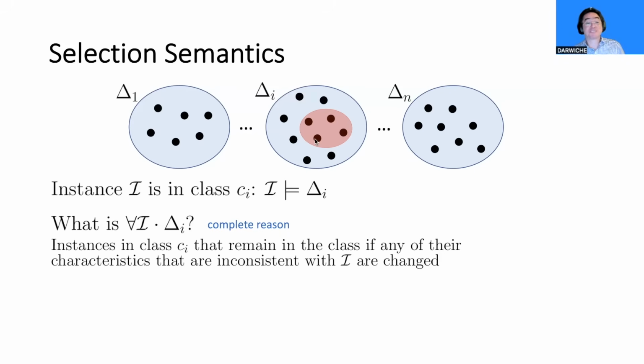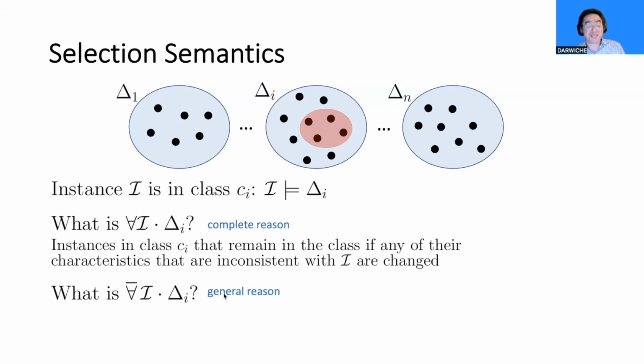Then the fact that this was selected means that for this guy, if I change X, Y, Z in any fashion, the result will remain in the class. So X, Y, Z are don't cares for this guy. That's why it got selected, okay?